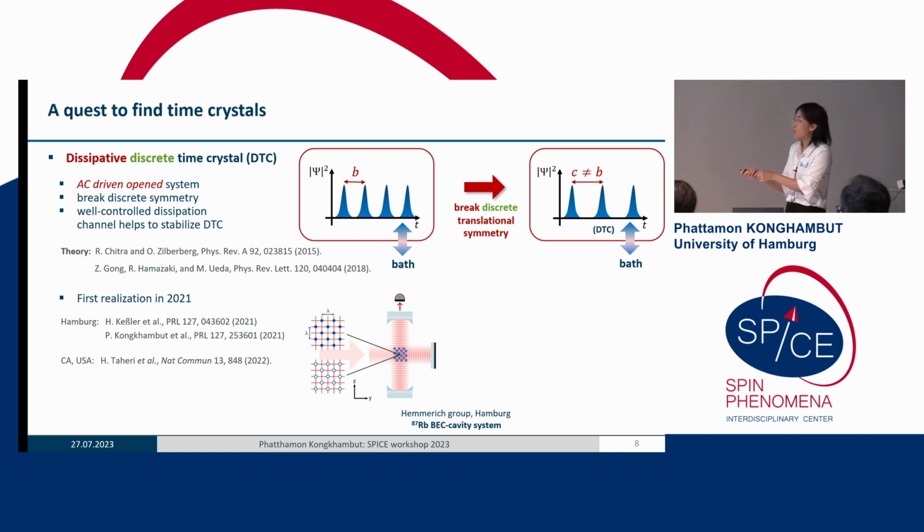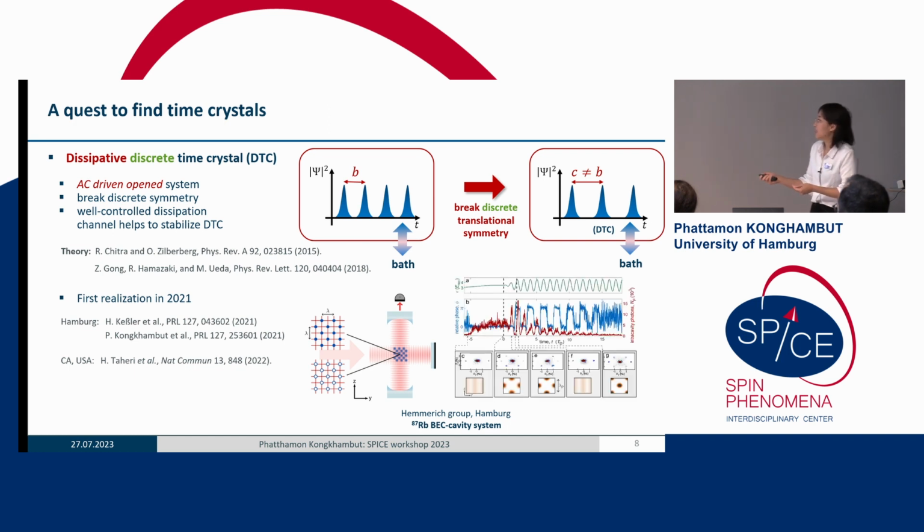You have a Bose-Einstein condensate placed inside an optical cavity. Then we can pump it transversely, and you can drive this pump periodically. The message of this slide is that you drive it sinusoidally, and the observable we have here is the blue curve. You can see that it oscillates, but at half of the frequency of the drive. This is what we call a subharmonic.